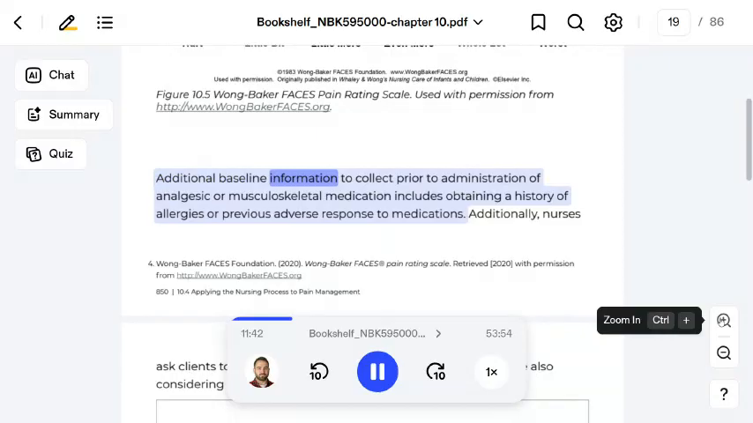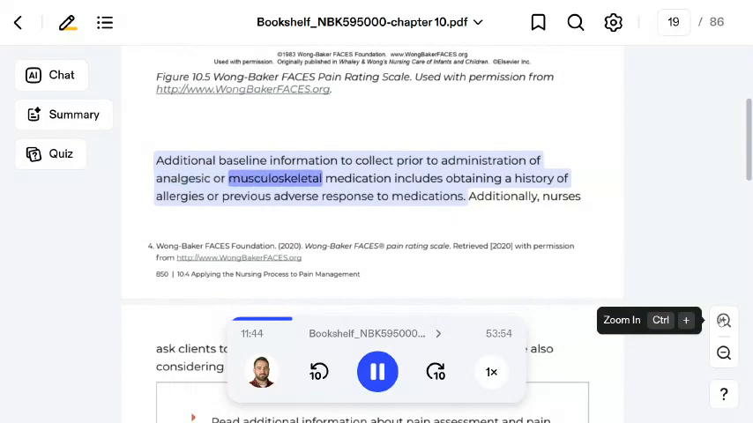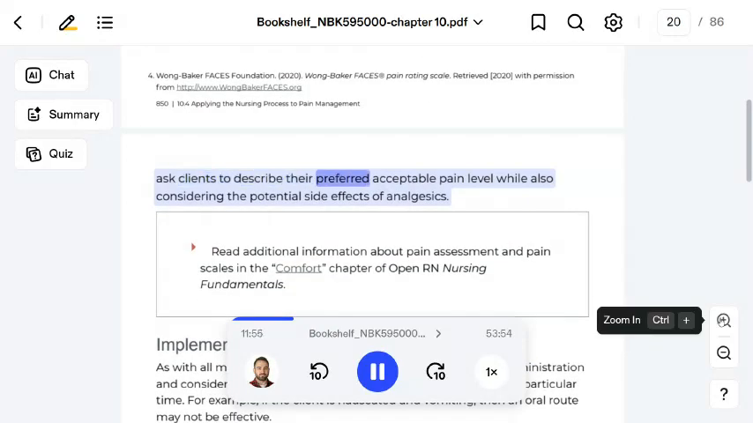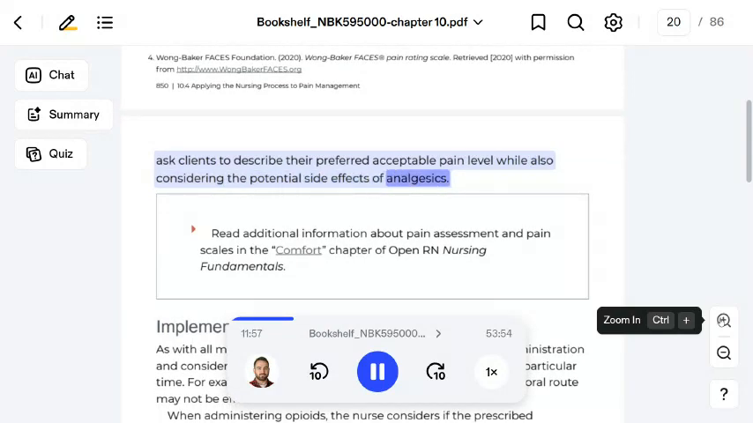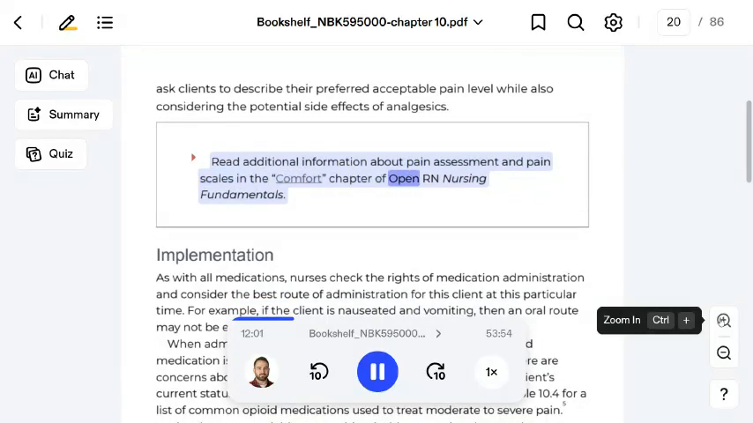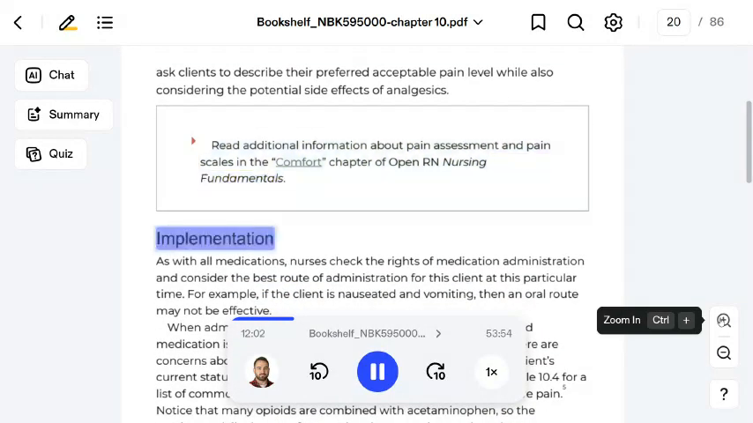Additional baseline information to collect prior to administration of analgesic or musculoskeletal medication includes obtaining a history of allergies or previous adverse response to medications. Additionally, nurses ask clients to describe their preferred acceptable pain level while also considering the potential side effects of analgesics. Read additional information about pain assessment and pain scales in the Comfort chapter of Open RN Nursing Fundamentals.